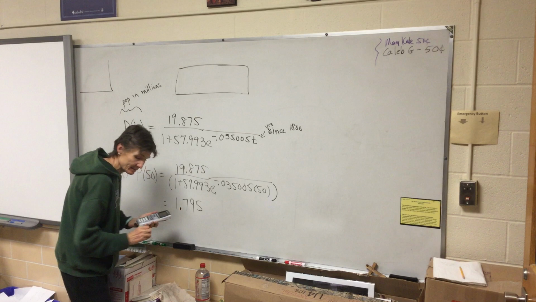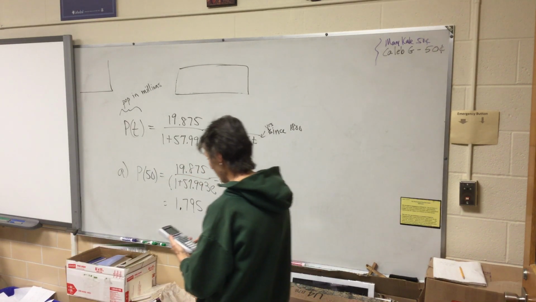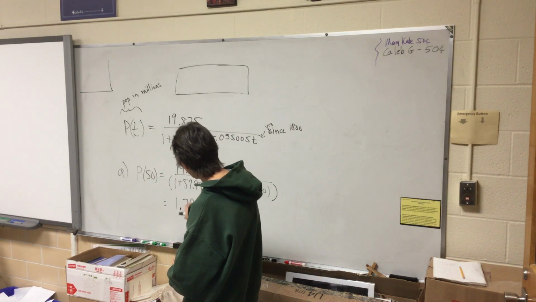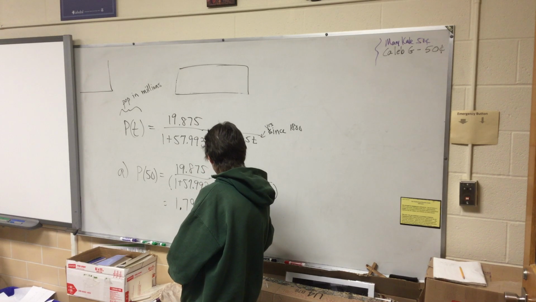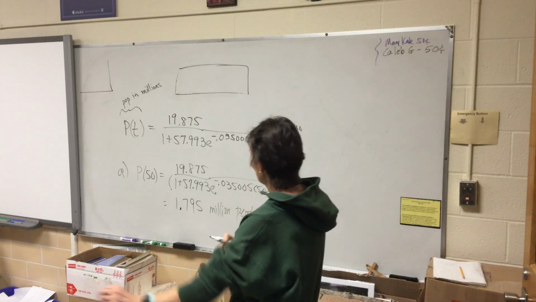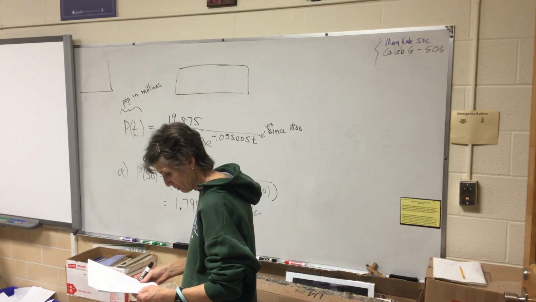All right, I got 1.795. Did anybody get that, or did I make a mistake? I got that too. Awesome. Now be careful, don't just write that. It's 1.795 million people. That's your population. 1.795 million people.